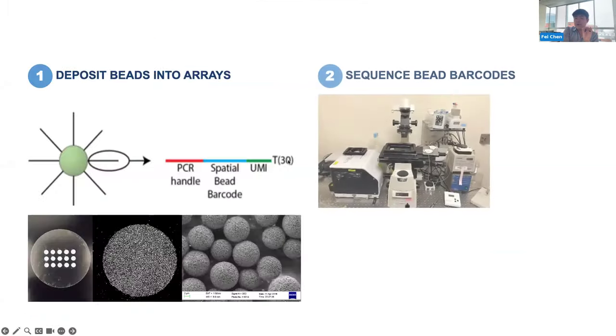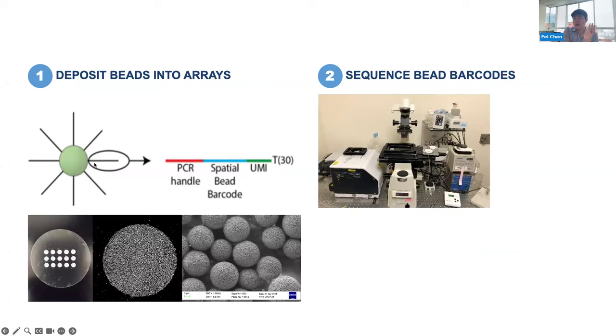We need to quickly introduce some technological foundations that were developed quite a while ago, which is Slide-seq. This is an approach that we developed a while back, basically to make these high resolution barcoded arrays of capture sequences on beads. How it works is that we have 10 micron polystyrene beads, and on each one of these beads are millions of oligonucleotides.